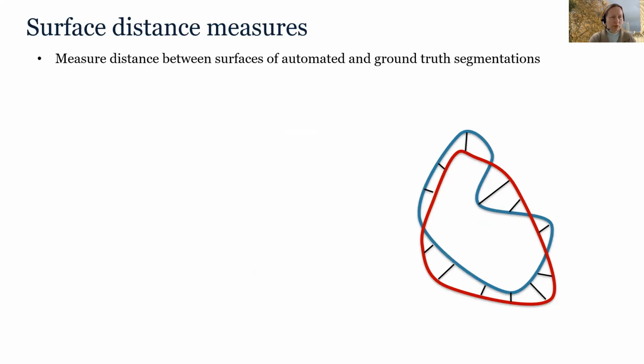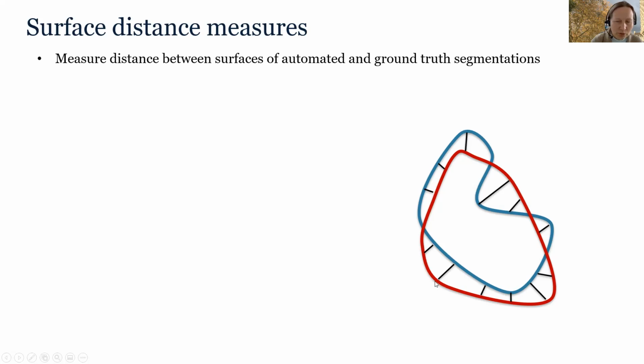Okay, let's move on to surface distance measures now. These give us complementary information compared to overlap measures because they measure the distance between surfaces of automated and ground truth segmentations. So if we are in 3D, we talk about surfaces. If we are in 2D, as we are in this diagram, then we can talk about contours. So what does it mean?